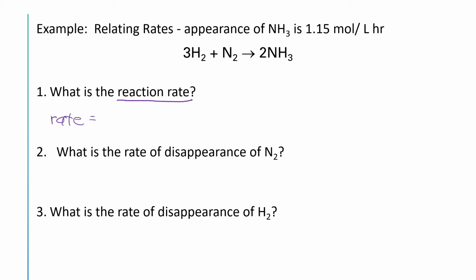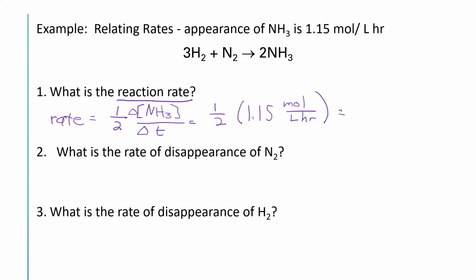So for ammonia, it's a product, so we leave a positive number. We're going to divide by the coefficient of 2, and then we'll do the change of ammonia over the change in time. So it'll be 1/2 of 1.15 moles per liter per hour. And so if I run that through my calculator, I'm going to take 1.15 divided by 2, because dividing by 2 is the same thing as multiplying by a half. And I have 0.575 moles per liter per hour.